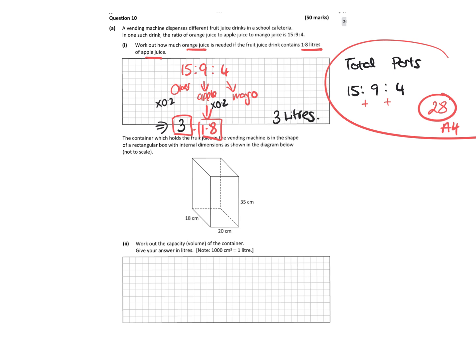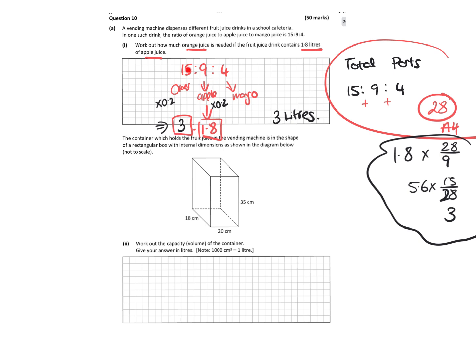Another way you could do it using the parts is you could multiply 1.8 multiplied by 28 over 9, and that would give you 5.6, and 5.6 multiplied by 15 over 28 would give you the 3 litres. So just another method there, but I actually just thought recognising the equivalent ratios and breaking them down and multiplying them, it's actually what I'm doing with the second years at the moment, so not too bad there at all.